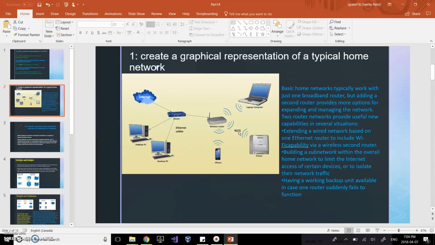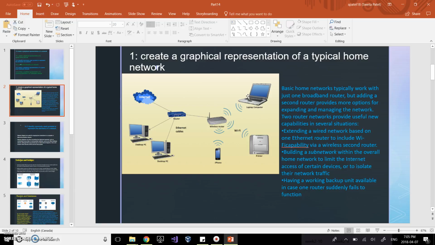So this is a typical home network where there are routers and Ethernet cables. The router is going to expand and help us get more efficient internet for these two devices here, and for this Wi-Fi router, this phone here, and there is a printer and a laptop which is connected with this one here.